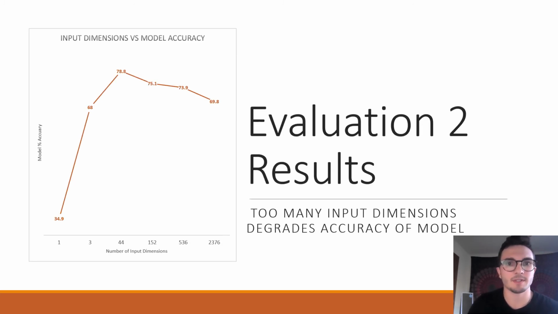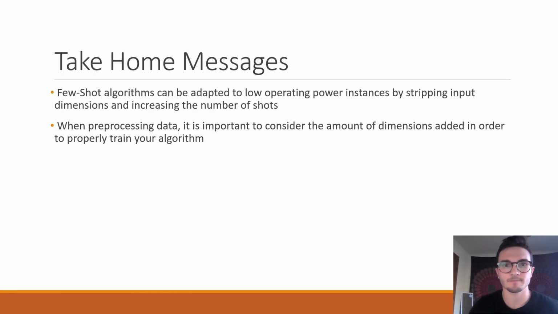Starting with just one input dimension, I had low accuracy, as expected, but as dimensions were added, I was able to achieve a maximum accuracy of 78.8%. Then the model became more susceptible to overfitting, and the accuracy began decreasing with each additional feature being added.